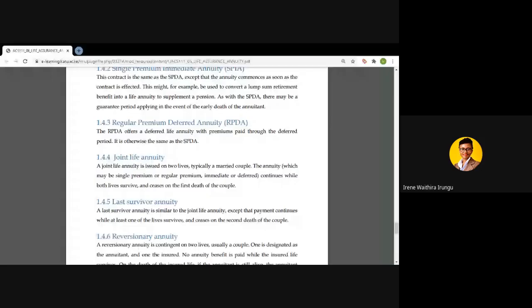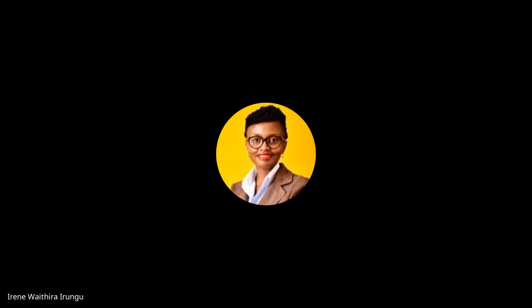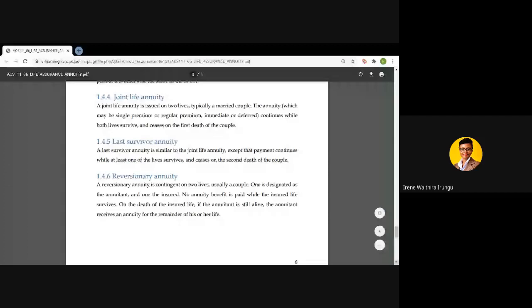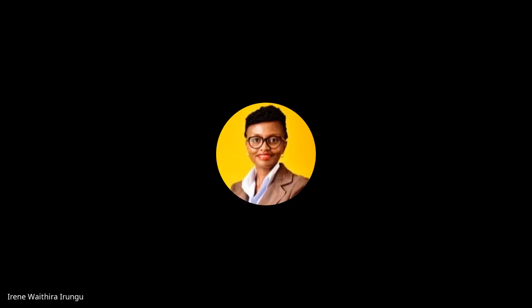When we speak of the last survivor annuity, this is similar to the joint life annuity with regard to being offered to two lives, except that payment continues while at least one of the lives survives, and only stops upon the second death of the couple. You can perceive it to be a better type of contract, because in the event that Mrs. A dies before Mr. A, the annuity payments will continue to be paid to the life that is actually surviving.